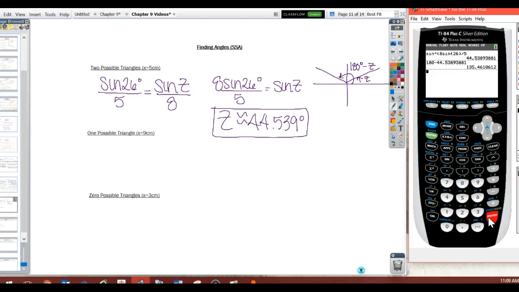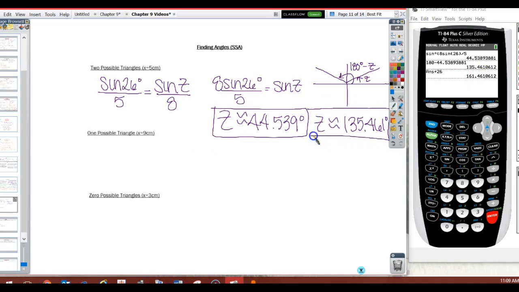So we will end up getting angle z is 135.461 degrees. Now before you accept this answer, I'm going to add that to the other known angle to make sure that we're still under 180 degrees, which we get 161, so this answer is reasonable. Those are my two possibilities for angle z. This is how you could prove that there are two possible triangles.